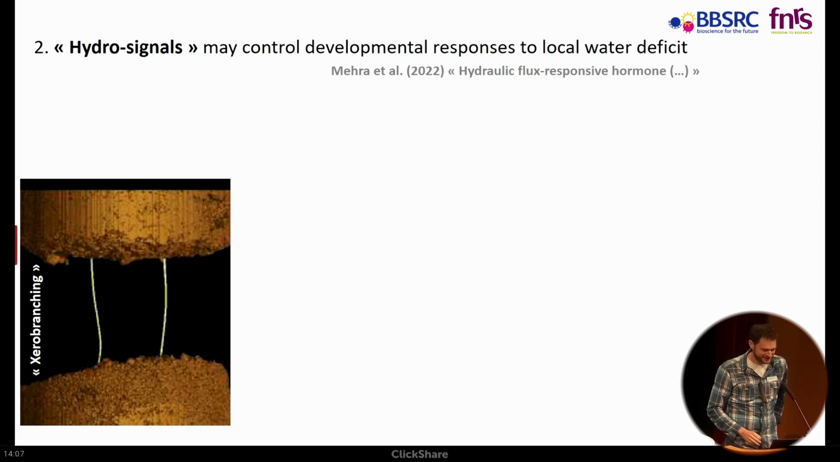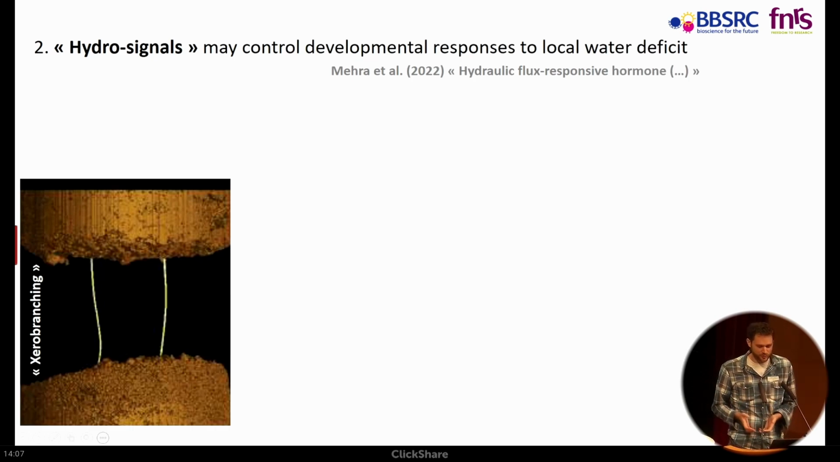Second type of case study. Here we had a different type of phenotype, and in this case what you can see are tomato roots. They're initially in soil, and then at some point they reach an air gap, and in this air gap what you can see is called zero branching. There are no lateral roots that grow in the air gap. And then as soon as you are back in the soil, more lateral roots will grow.